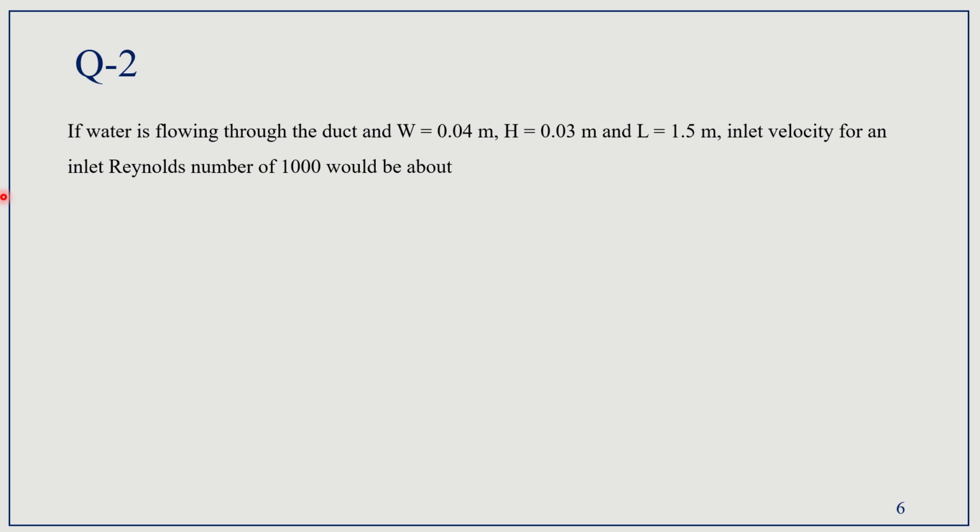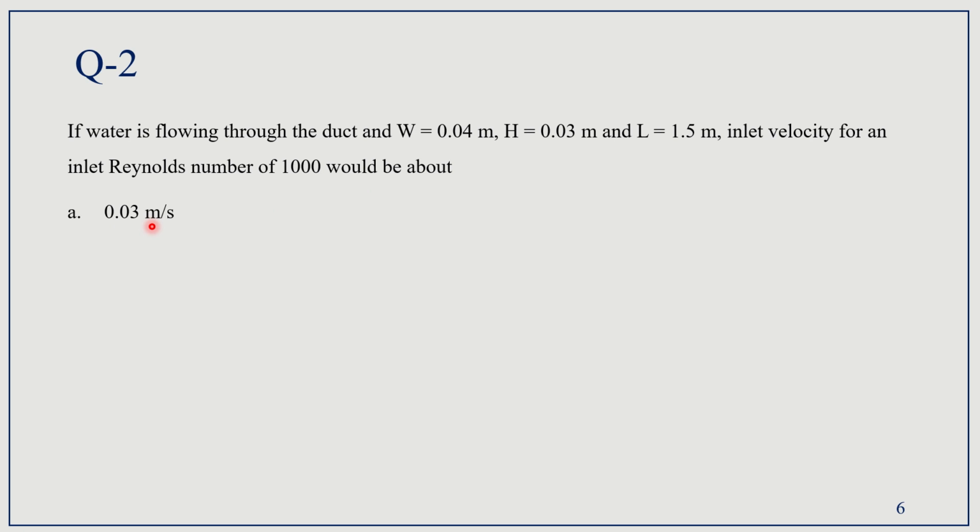We have a rectangular duct. So if we assume water is flowing through this particular duct with W of 0.04 meter, H of 0.03 meter and length given as 1.5 meter, and the inlet Reynolds number is 1000, what would be the inlet velocity? So what is the formula for Reynolds number? The Reynolds number formula is rho v d by mu. So we'll see the options quickly.